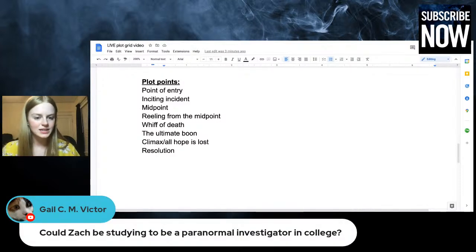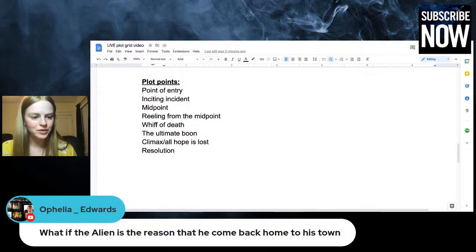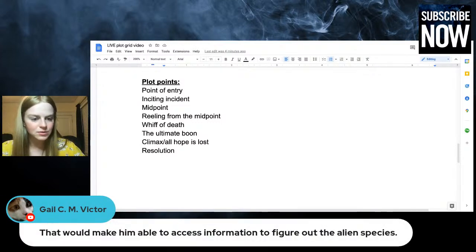Gail said, could Zach be studying to be a paranormal investigator in college? Interesting. I wish that was a degree in college. That would have been a cool thing to study. Absolutely, I don't see why not. Ophelia Edwards said, what if the alien is the reason that he's back in his town? That would be very cool. And Gail said that would make him able to access information to figure out the alien species.